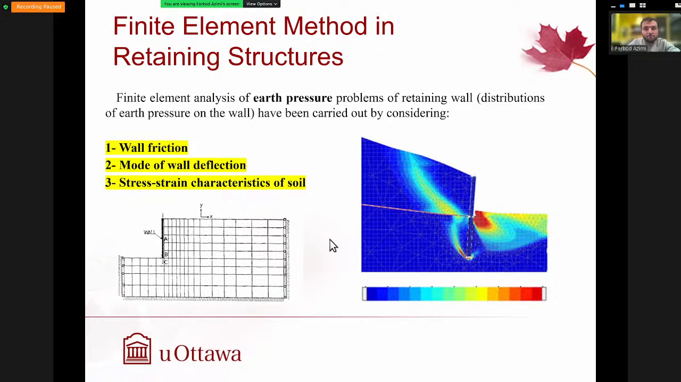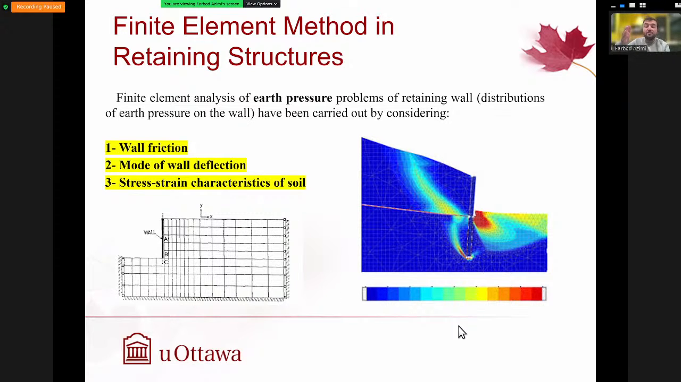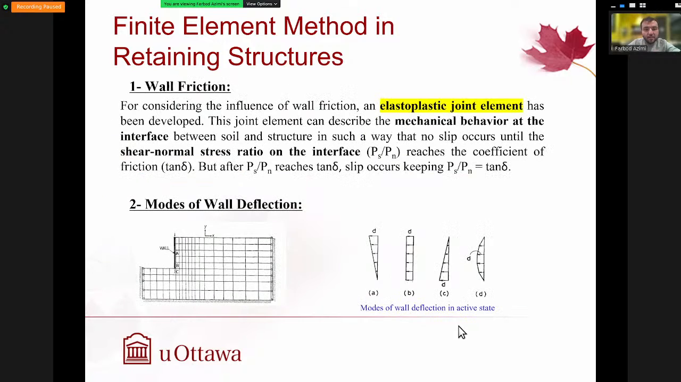So the earth pressure can be calculated in some earth problems of retaining walls. The distribution of the earth pressure on the wall can be obtained from different methods. And here are some considerations, as we have to consider the wall friction, the mode of wall deflection, and stress-strain characteristics. I will discuss these three categories.